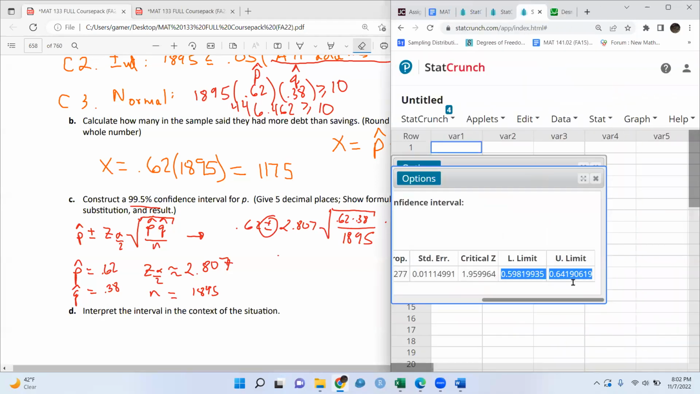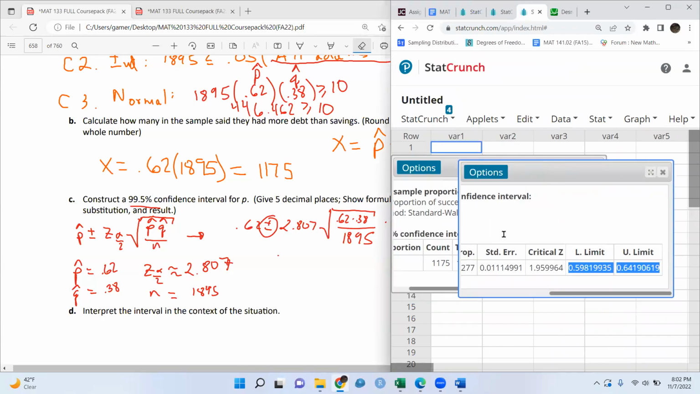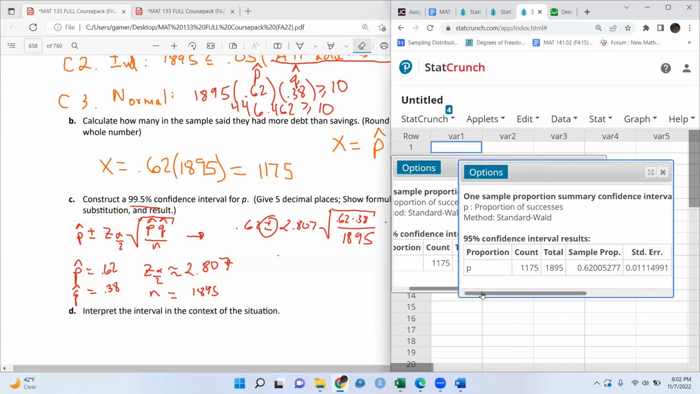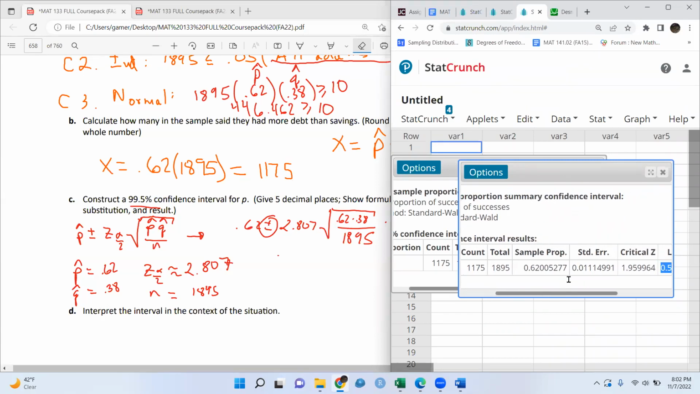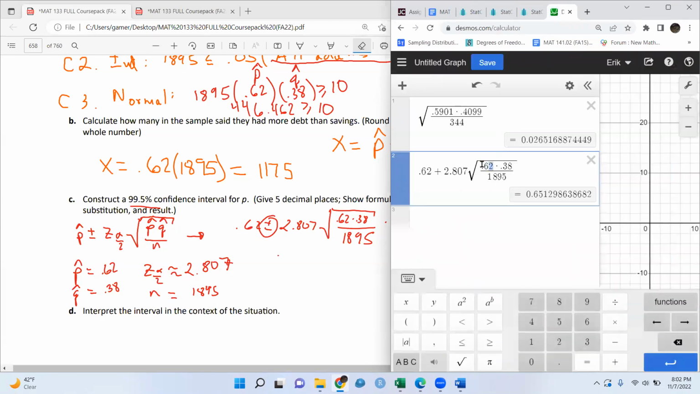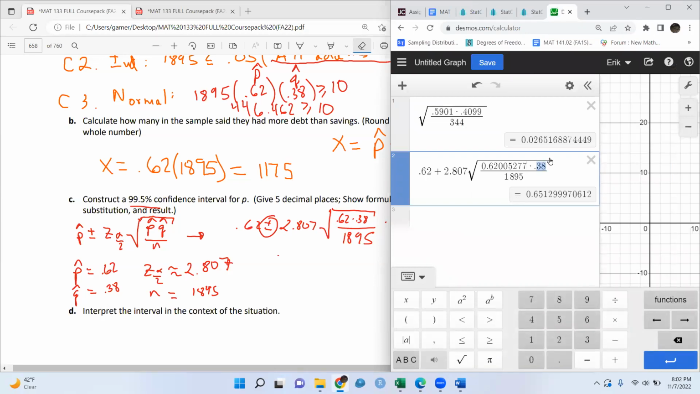Is that the same answer StatCrunch gave us? Oh, it's different. Did I type something in wrong here? Oh, you know why it's different? Rounding. Because of rounding. So let me type this in and we'll probably get the same thing. Whoops. This is the other reason to just let StatCrunch do it. Oh, this was rounded.